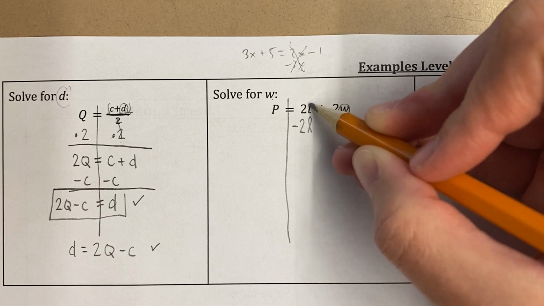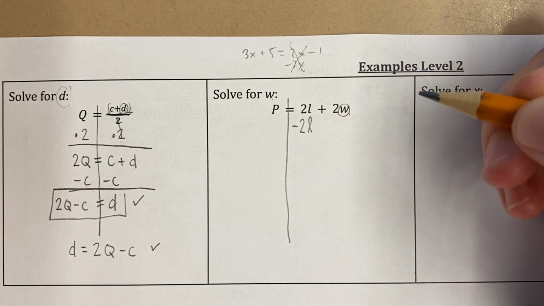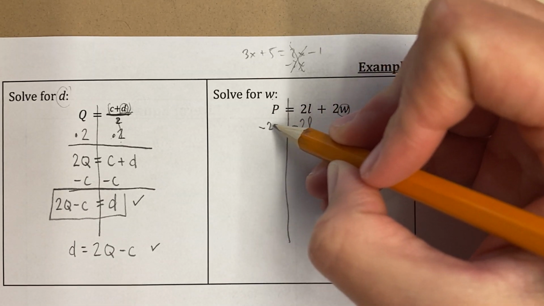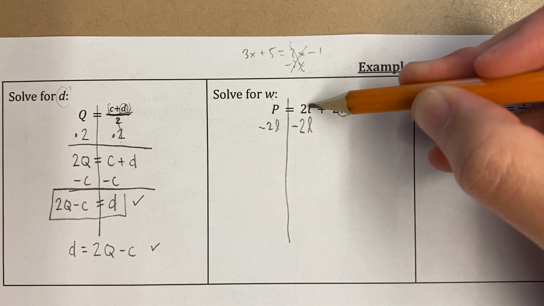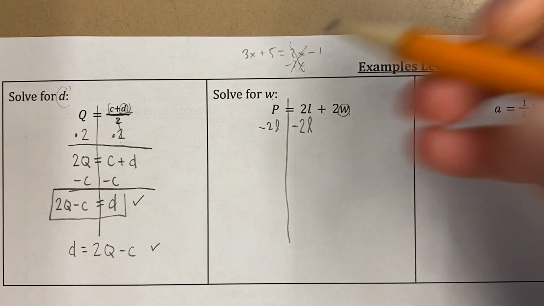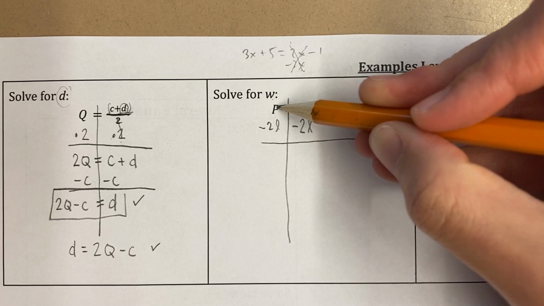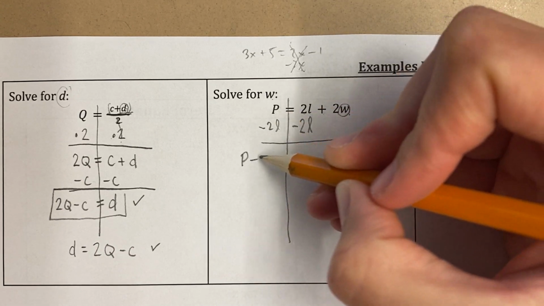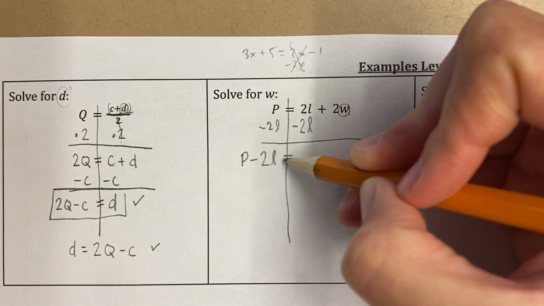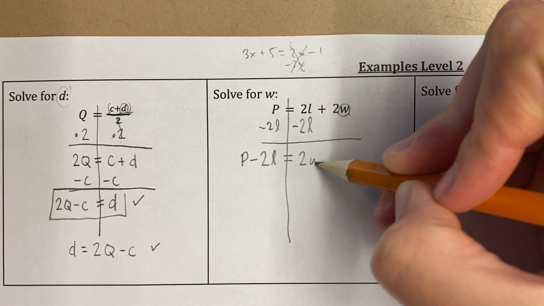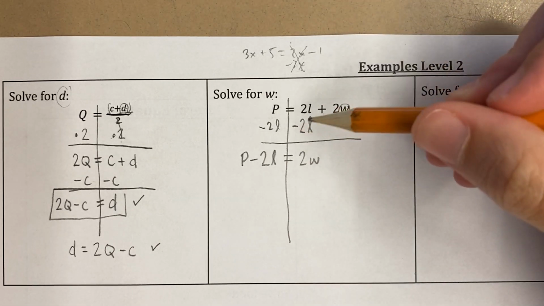And look, this is a cursive L. I'm just writing it as a cursive L here so it doesn't look like a 1. This is actually, if you recognize it, the perimeter formula for a rectangle. 2 times the length plus 2 times the width. Okay, so I'm subtracting, p minus 2L equals 2w. So now I've gotten rid of this.